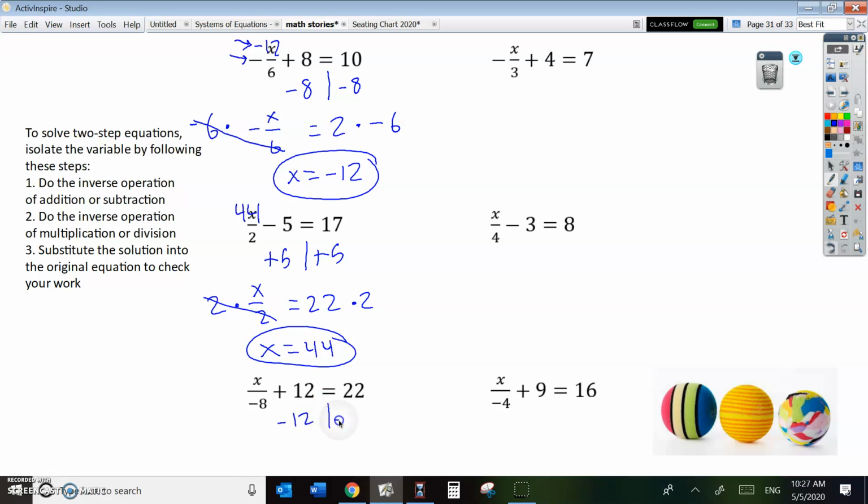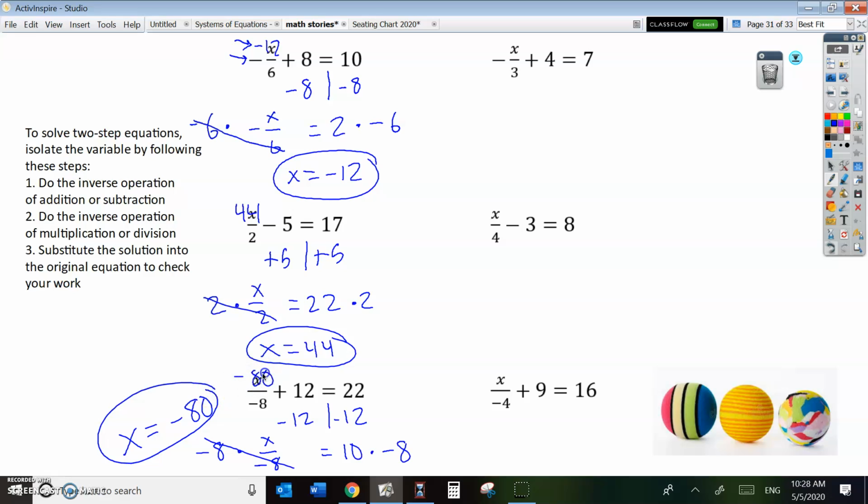Subtract 12 on both sides. X over negative 8 equals 10. Multiply both sides by negative 8. These cancel. X equals negative 80. Substitute negative 80 into the original. Negative 80 divided by negative 8 is positive 10. 10 plus 12 is 22.